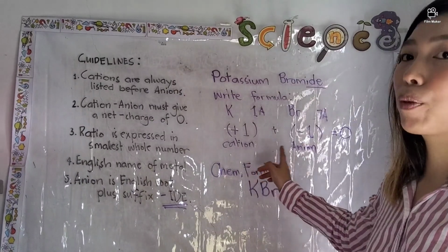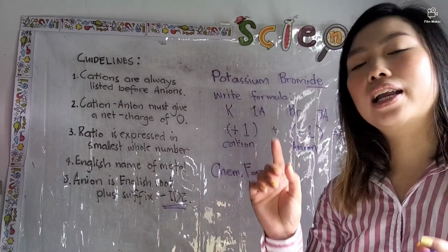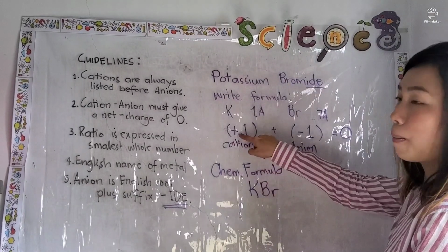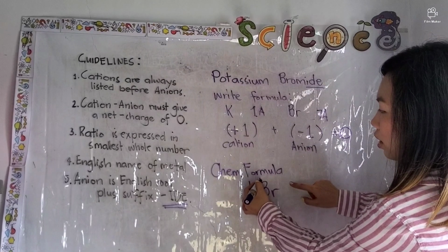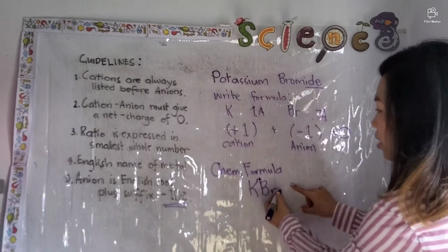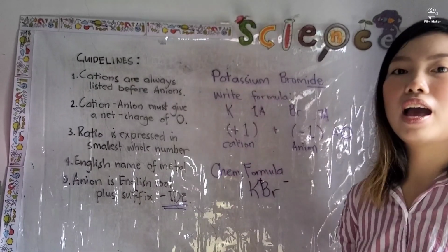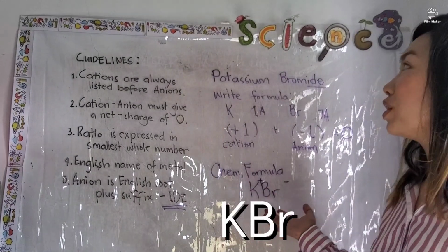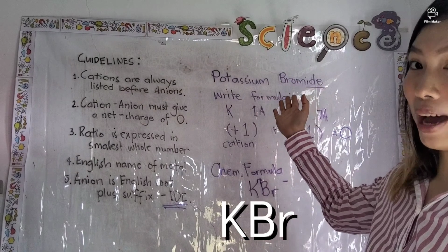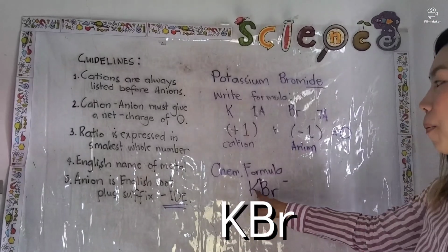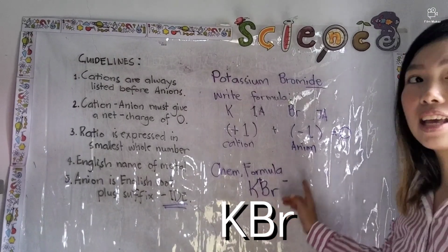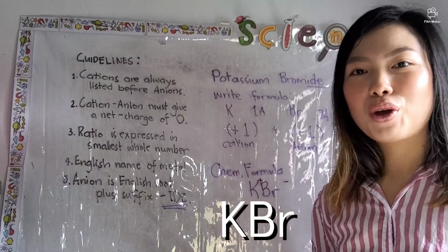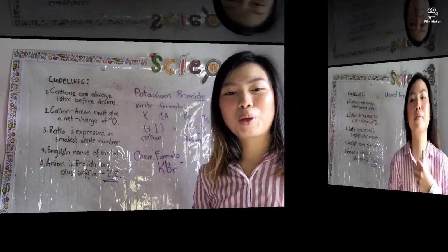After mong ilagay ang kanilang symbol, saka mo ngayon isangat yung ating cation and anion. Dahil parehas number 1, ang number 1 ay hindi na kailangan pang isulat, so you just simply write the positive or the cation and the negative anion. And that would be the chemical formula for the potassium bromide. You have K positive and then Br negative to show the cation and the anion of the potassium.